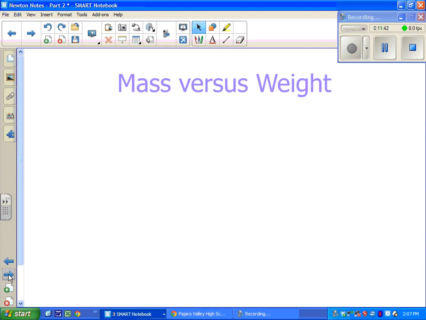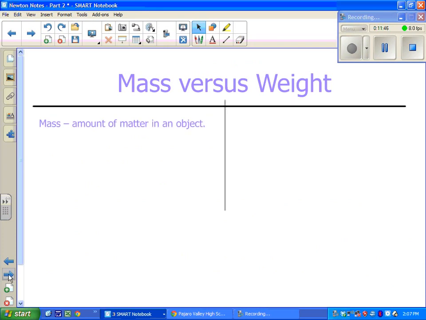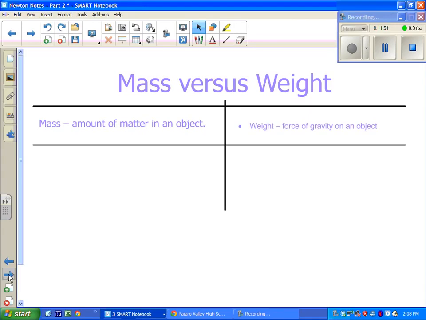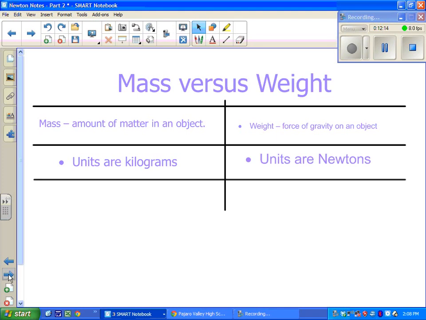Mass and weight are very similar, so to help us keep them straight, we made this little graph here. The first two things in the first row are the definitions. Mass is the amount of matter. It's how much stuff is there. And weight is how hard gravity is pushing it down. The units for mass are kilograms. The units for weight are newtons, so that's a good way to tell them apart.